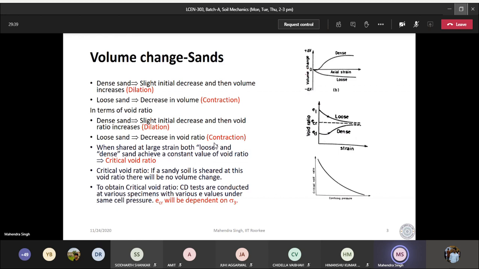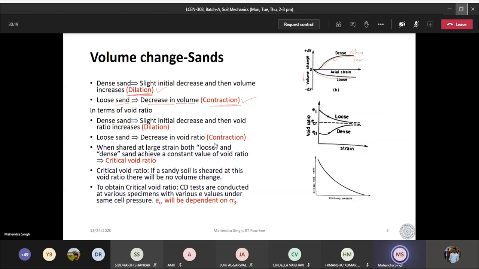If you look at the volume change again, dense sand, as I told you in the case of clay also, initially there will be a small decrease in volume, otherwise it increases. So here the volume is increasing, and the term which we use is dilation. This is a technical term. And if it is loose sand, then there is a decrease in volume, and this term is called contraction. So loose soil is going to decrease in volume.